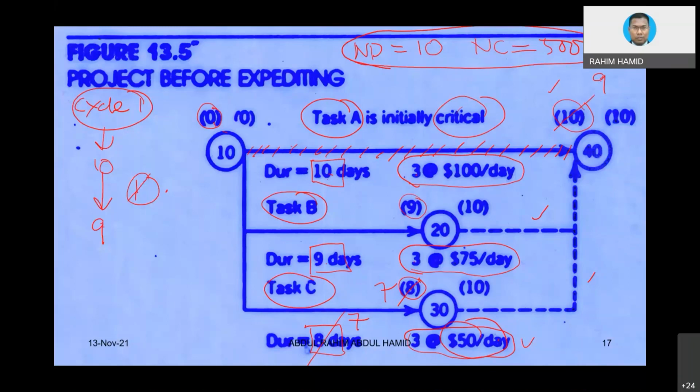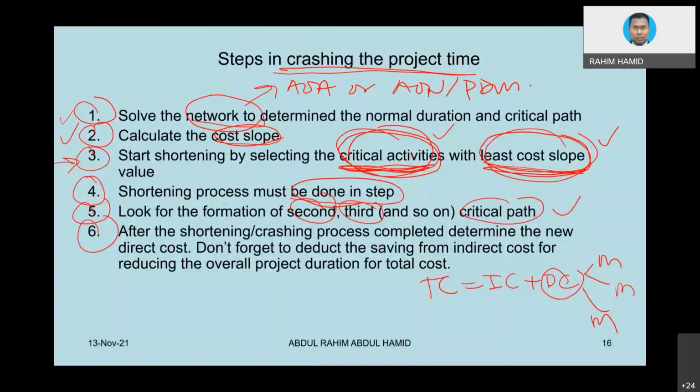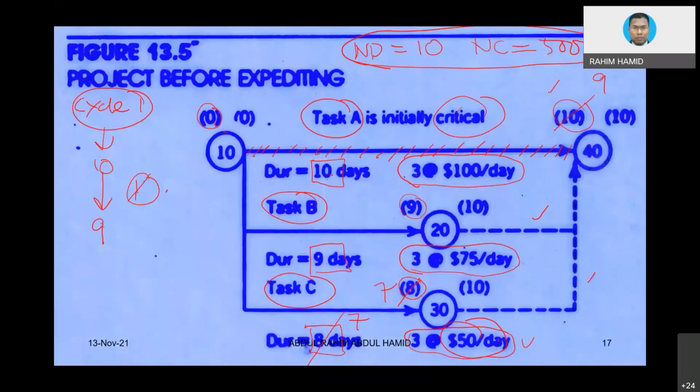So that's why you need to take a look at item number 3. When we want to shorten, select the critical activity. If there is more than one critical activity, then we select among the activities in that critical path. But in this situation, there is only one. In the subsequent example, you will see another. We can demonstrate it better.